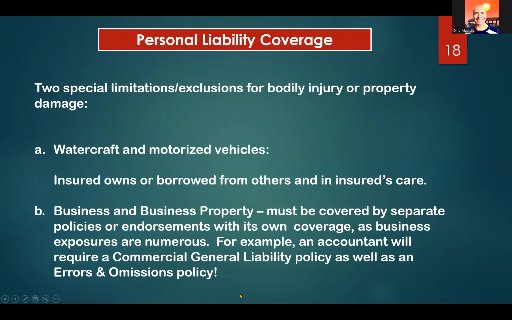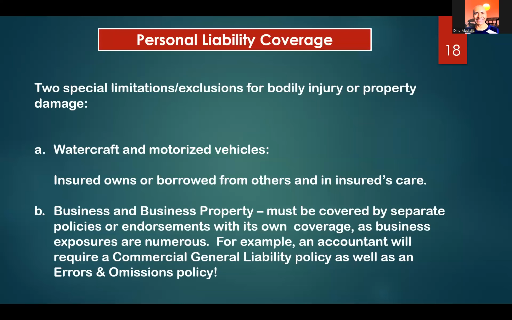And two special limitations and exclusions for bodily injury or property damage. I know there are many, but in the CABE they only talk about two. Watercraft and motorized vehicles. If you did your Rebo, you know that there are some watercraft, the small ones up to a certain length or horsepower. It's usually, I think, about 25 horsepower. It can be added to the homeowner's policy.